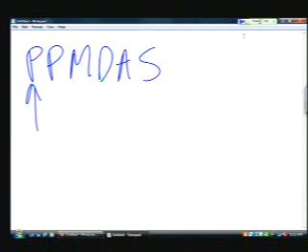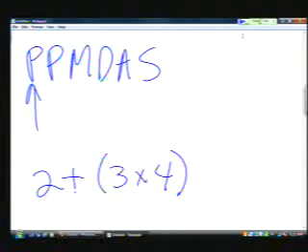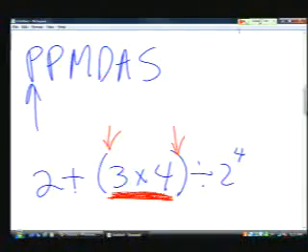This was parentheses. So when you have this big expression, 2 plus 3 times 4 divided by 2 raised to the 4th power, something real messy. Parentheses first. So the very first thing that you would do in this particular expression is take the 3 times the 4 first. You have to do everything inside those parentheses first. The next thing you would do is the power over here. So you'd raise to the 4th power.